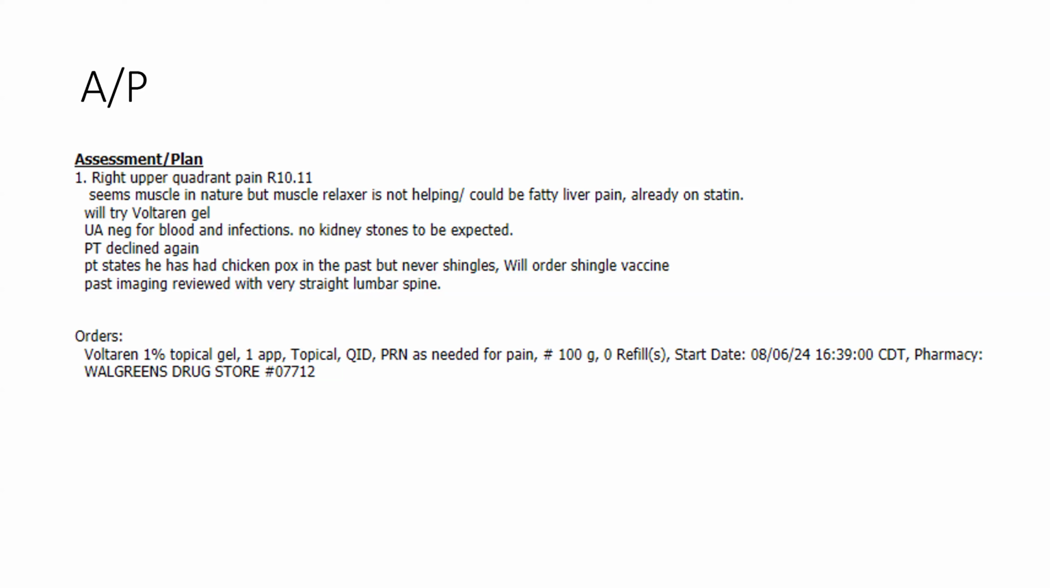You got right upper quadrant pain, you got back strain, some sort of musculoskeletal problem, which is really different. It's still almost in a differential diagnosis state to me as to what this pain is. And of course, you can actually document that and get credit as a problem addressed.